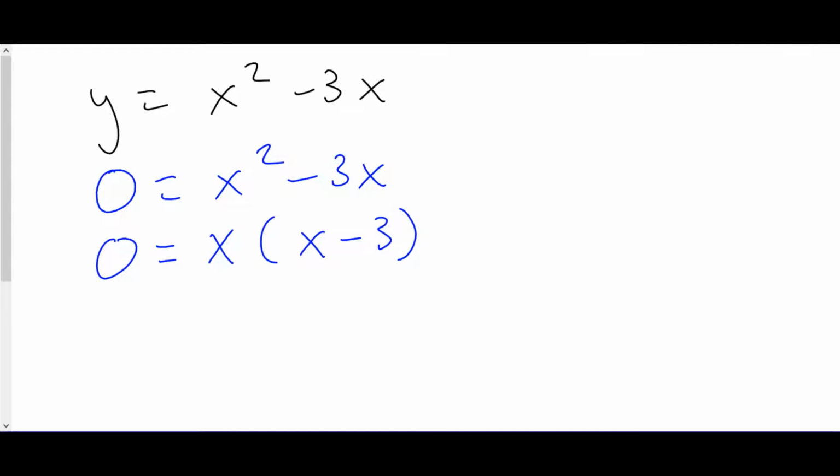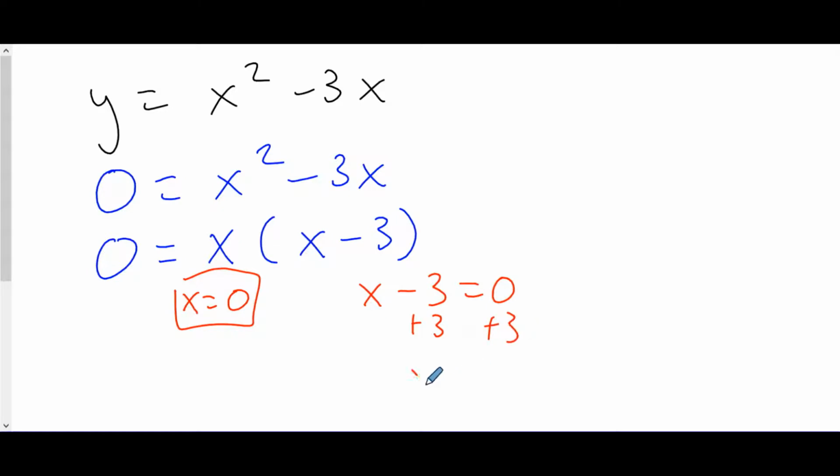So once you've factored it, set your factors equal to 0. So this one, x equals 0, well, that one's already done. That one's the solution. And over here, x minus 3 equals 0. So add 3 on both sides, and x is 3. So your solutions are 0 and 3.